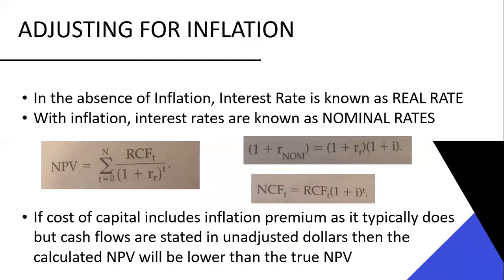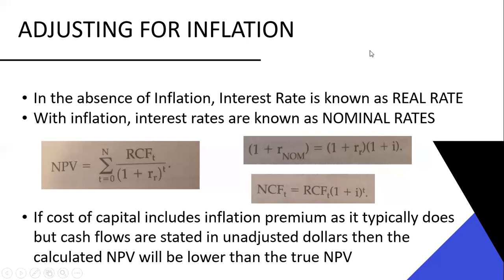There are certain things I just want to mention, some terminology as far as inflation goes. Number one, interest rates in the absence of inflation. If there is absolutely no inflation, then an interest rate is known as the real rate. And if there is some inflation involved, then interest rates are known as nominal rates. And if you want to calculate the nominal net cash flow, what you have to take is the real cash flow and you multiply it with the inflation rate, right? And that will give you the nominal net cash flow.